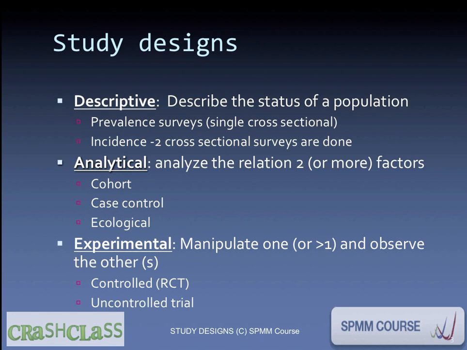There are two types of experimental trials: controlled trials and uncontrolled trials. Commonly, we talk about randomized controlled trials or RCTs. These are controlled trials. You can also do an uncontrolled trial, and that will also be an experimental study design. So these are the three major types of classifications in study designs.